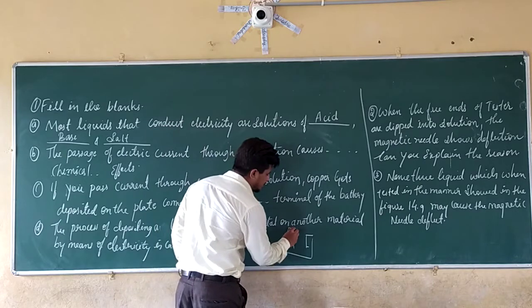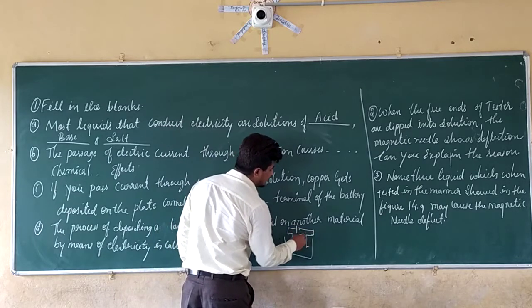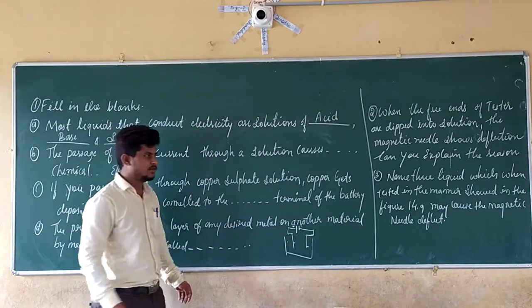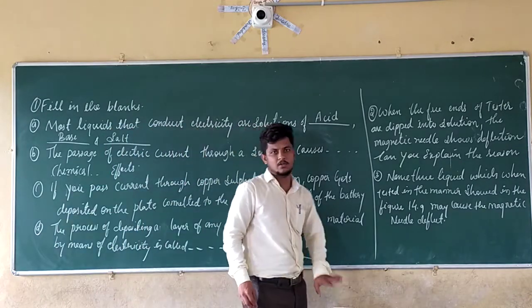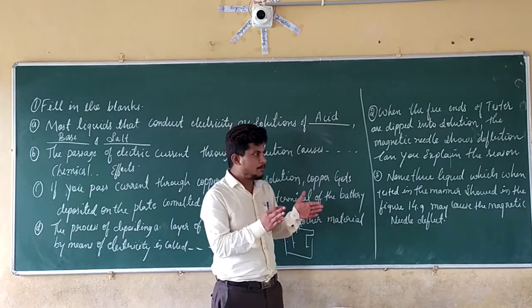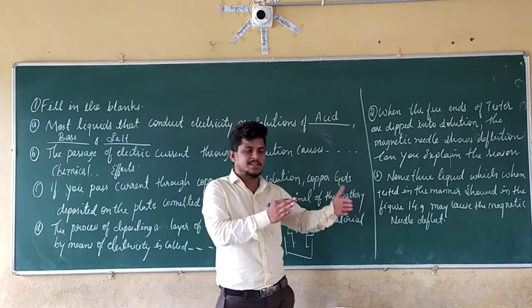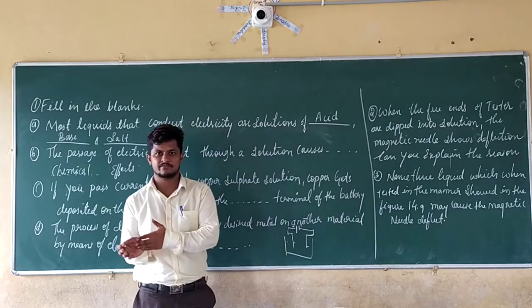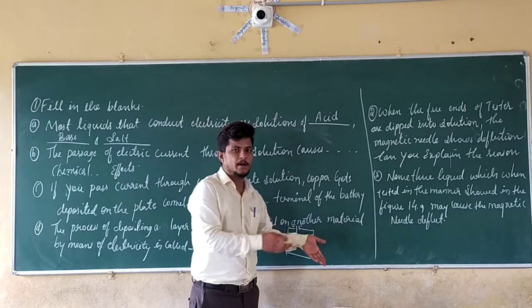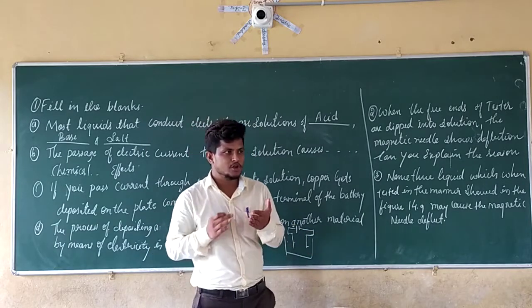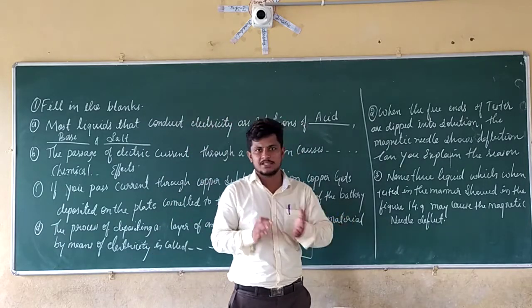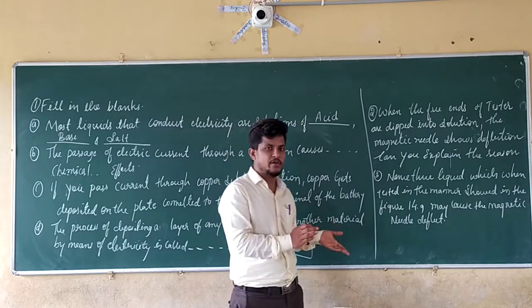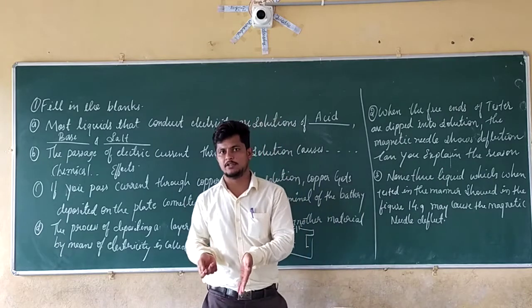One electrode is connected to the positive terminal, another electrode is connected to the negative terminal. When the electric current passes, that copper sulfate solution is going to dissociate into copper and sulfate. Always remember, it is not in your syllabus, just remember, copper is a positive ion, whereas sulfate is a negative ion.